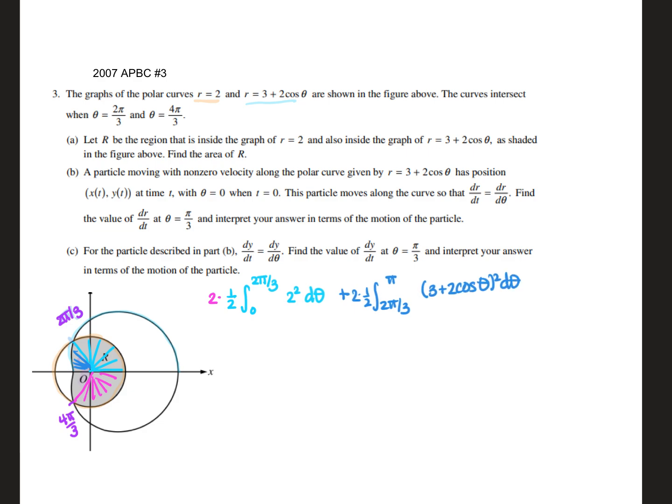Number 3 back in 2007 was a calculator problem. So you just pick up your calculator, put it in there. So 10.370.